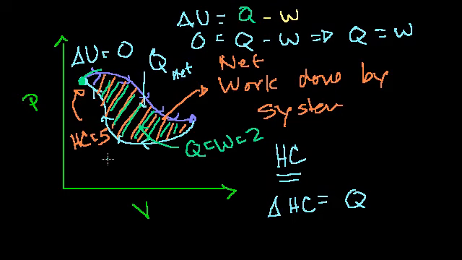So heat content can't be a state variable because it's dependent on how you got there. A state variable, and remember this, in order to be a state variable, if you're at this point, you have to have the same value.